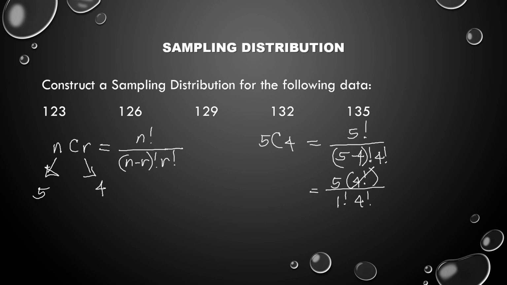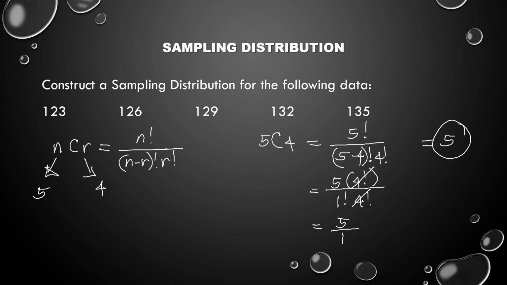Now, we can cancel this out to avoid longer computation if you are doing this manually. But if you've got a calculator, no need for you to go through the hassle of computing this. So we have 5 over 1 factorial, which is simply 5. So the number of combinations that we are expecting is 5. We will be combining those numbers and you will get 5 combinations out of the data.